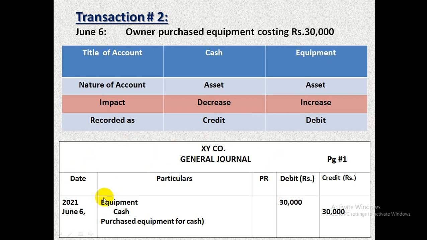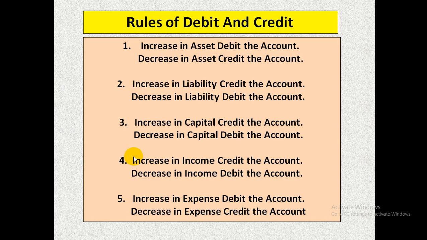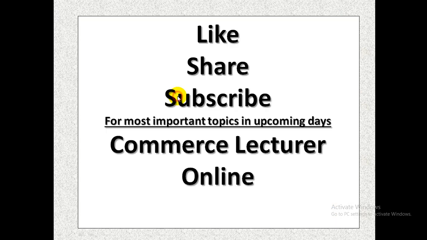Therefore, in journal, we will record the entry as equipment debit 30,000, cash credit 30,000. Narration is purchased equipment for cash. Date will be written in the column of date. Name of company, journal as specimen will be properly prepared. Rules of debit and credit are always focused while recording entries.